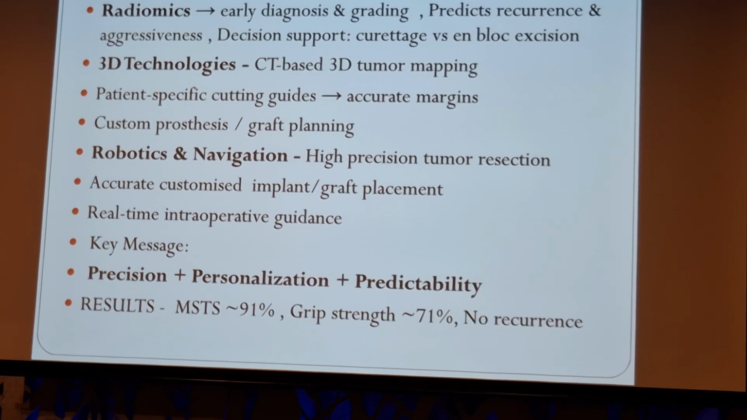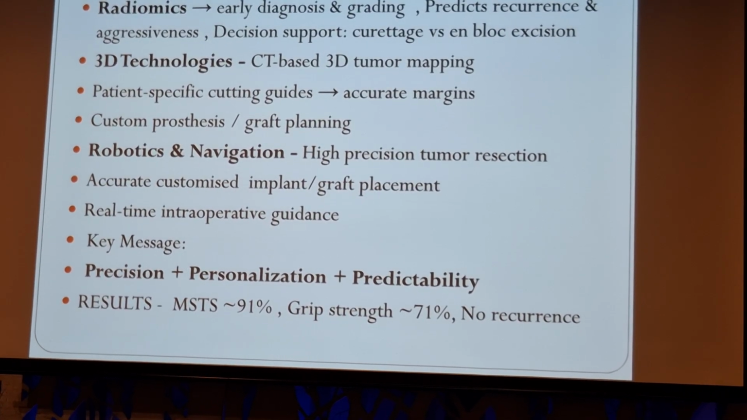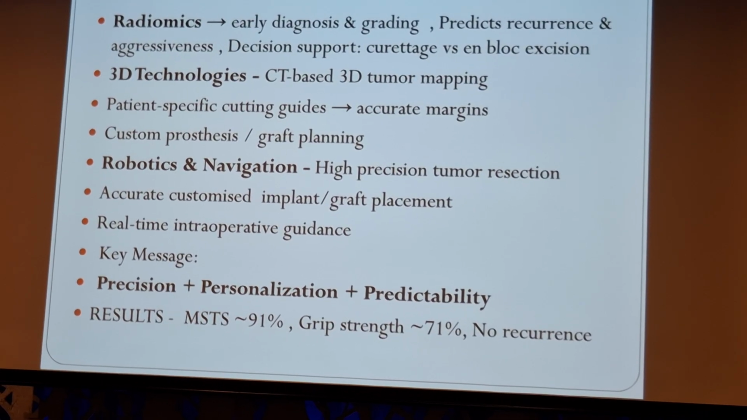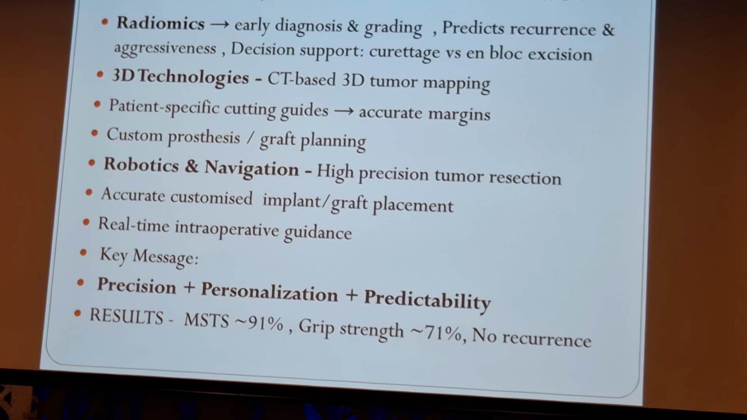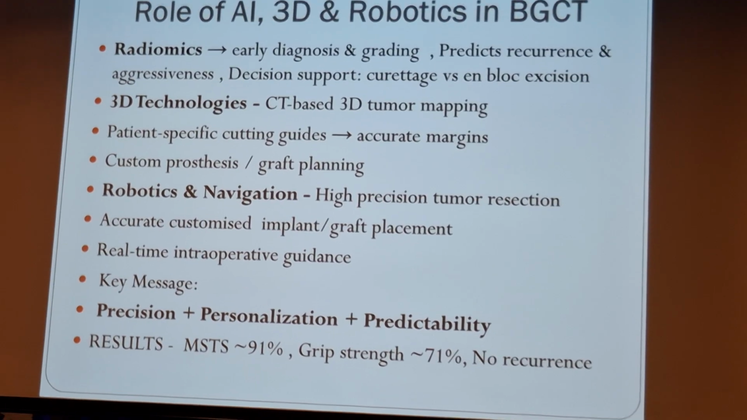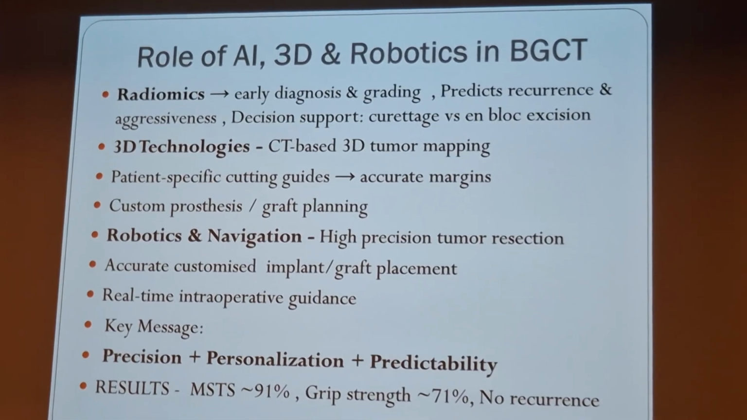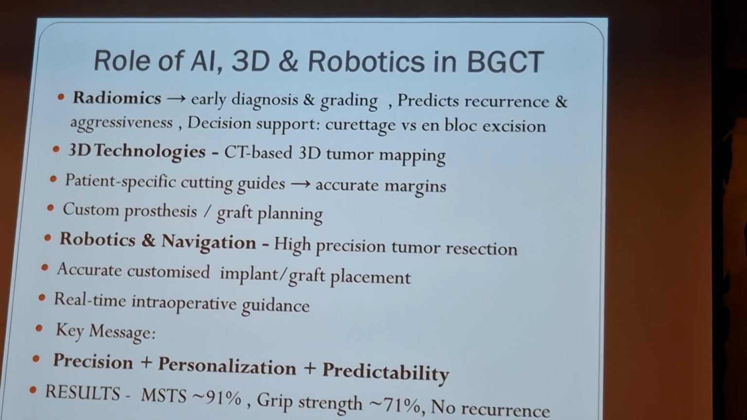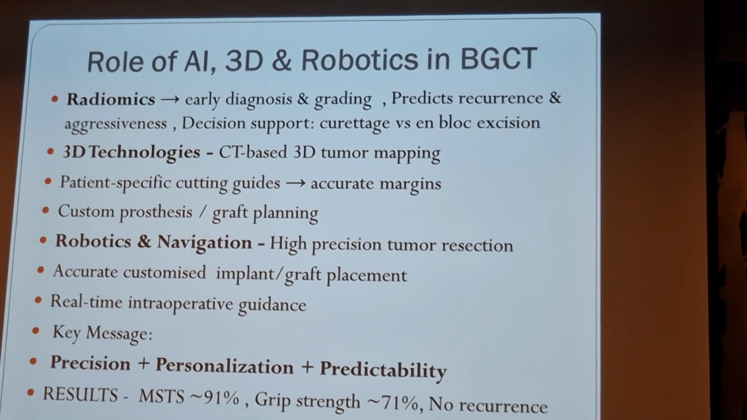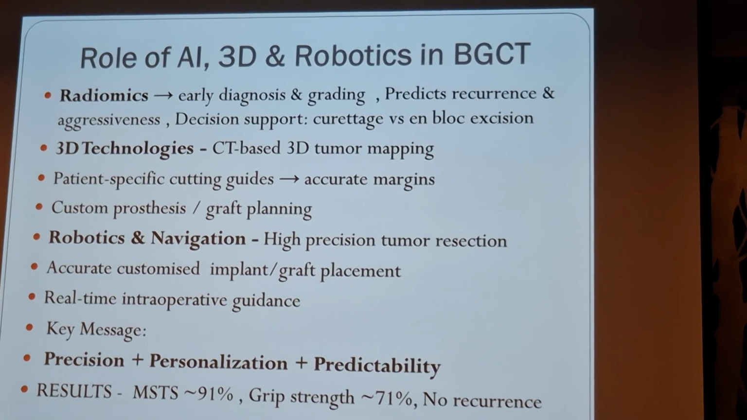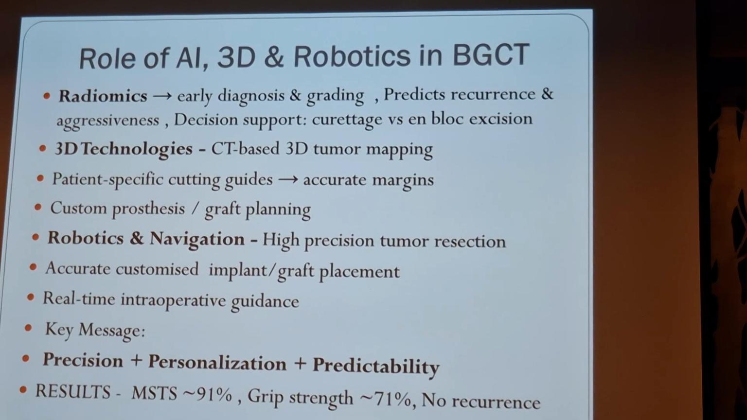So, the role of AI, 3D and robotics in the near future. Radiomics will help in early diagnosis, grading, predicting the recurrence and aggressiveness, and decision support: curettage versus en bloc excision, what should be decided? 3D technology will help with CT-based 3D tumor mapping, imaging, and patient-specific cutting guides will be available with accurate margins. Custom prostheses or graft planning will be helpful with this.